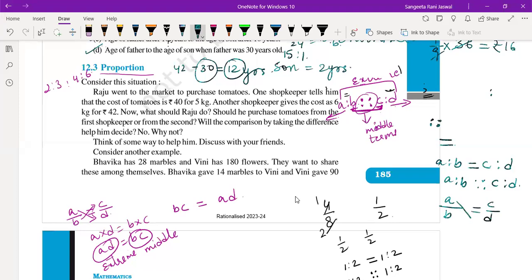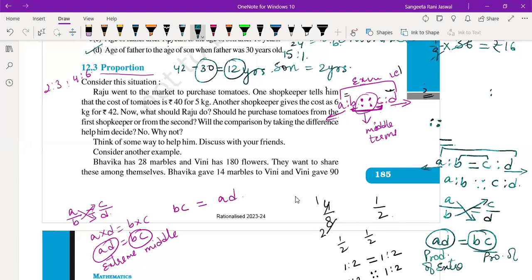They are equal. When we cross multiply, we get A into D on one side and B into C like this. And with this, we say that the product of extremes is equal to the product of means. These are the means, the middle terms. These are the extreme terms, the terms which are at the extreme ends. So the product of extremes is equal to the product of means.